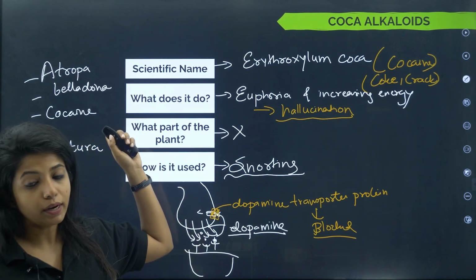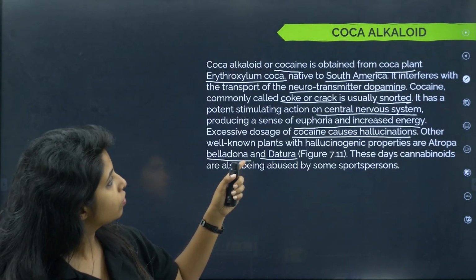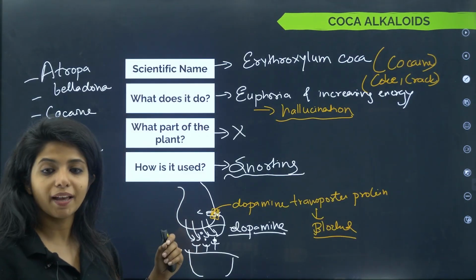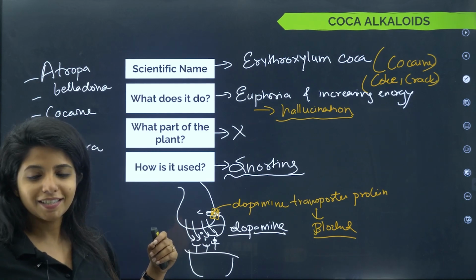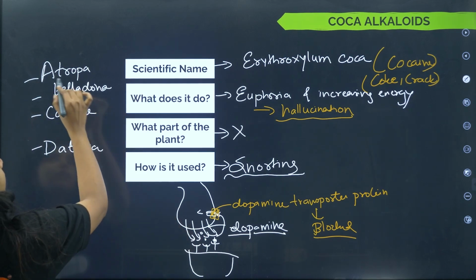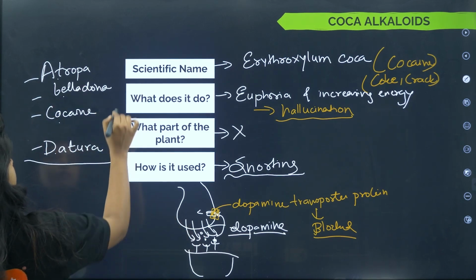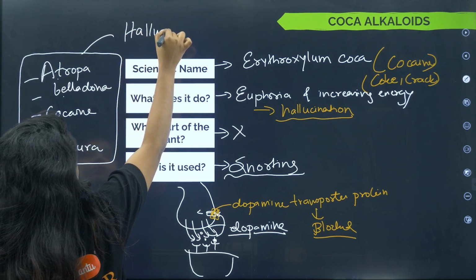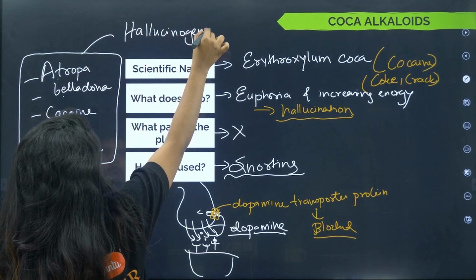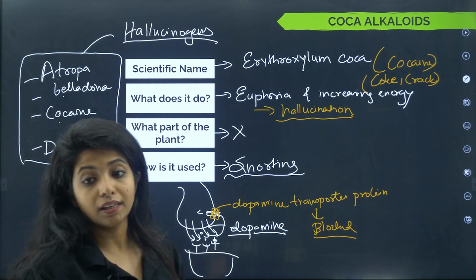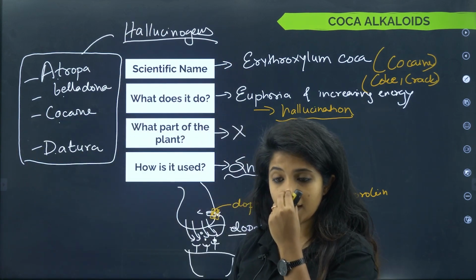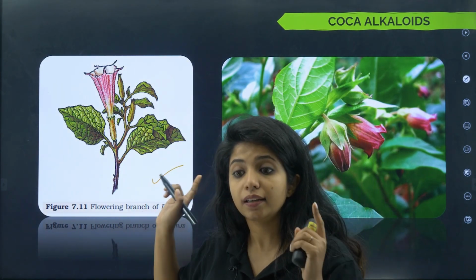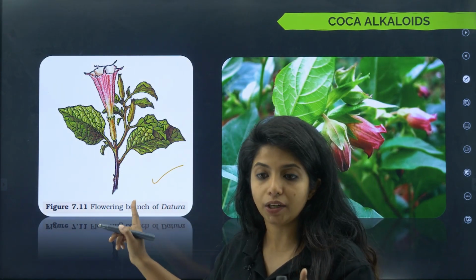It is Coca Alkaloids, the cocaine thing which is being produced in South America, and also probably in our country in some other ways, I don't know, but yes. So A, B, C, D, all of them are hallucinogens. They can cause hallucination. Atropa, belladonna, cocaine and datura. The picture of datura is given in your book. Please understand the picture. They ask what this particular plant is and you have to know.